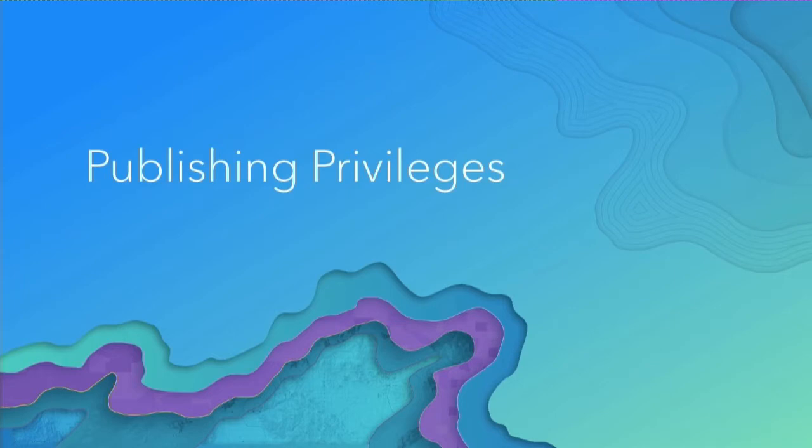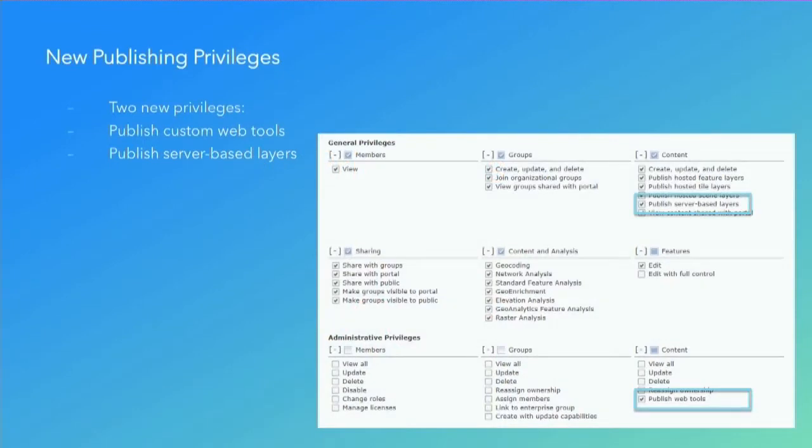So new in 10.6 are a couple of privileges related to publishing or sharing of services. So if you're already familiar with the portal and have used it for a while, you'll know that we have the ability to create custom roles. So not everybody gets the same set of privileges, whether it's to create new groups, whether they can share items to the entire portal, share items with the broader world outside of authenticated users. We've got lots of fine-grained privileges that control what you can or cannot do within the system.